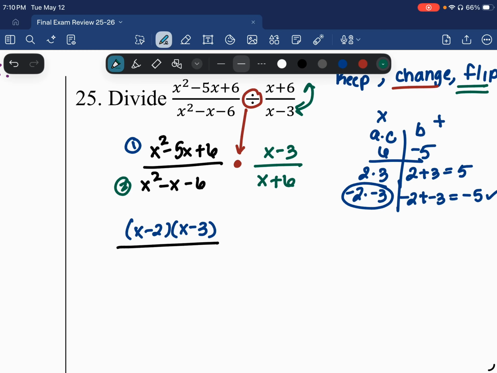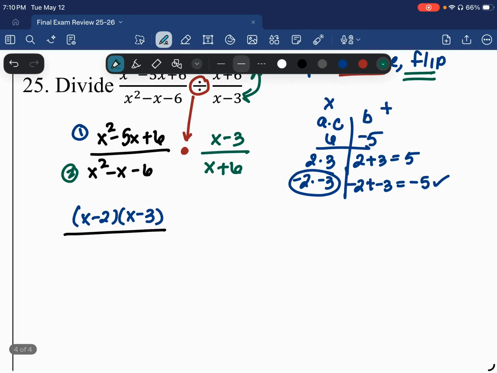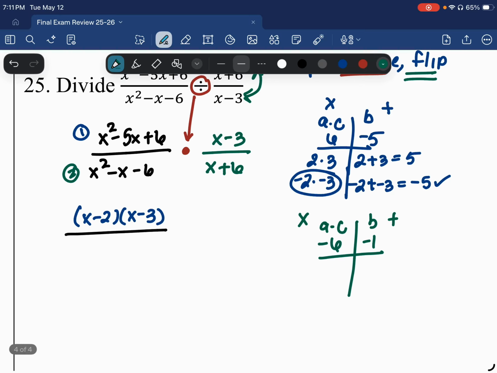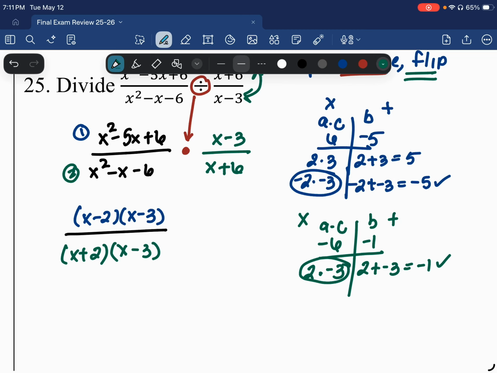Then similarly in the denominator, we have x squared minus x minus 6. So we want a times c to be a negative 6 this time, and b to be negative 1. So now to multiply to a negative, you need one positive and one negative. If I want it to be a 1, I'm also going to use 2 and 3 again, but in this case, the 2 will be positive and the 3 will be negative. That way, when I add, the negative has more left over. So there are your factors for the denominator, x plus 2 times x minus 3.